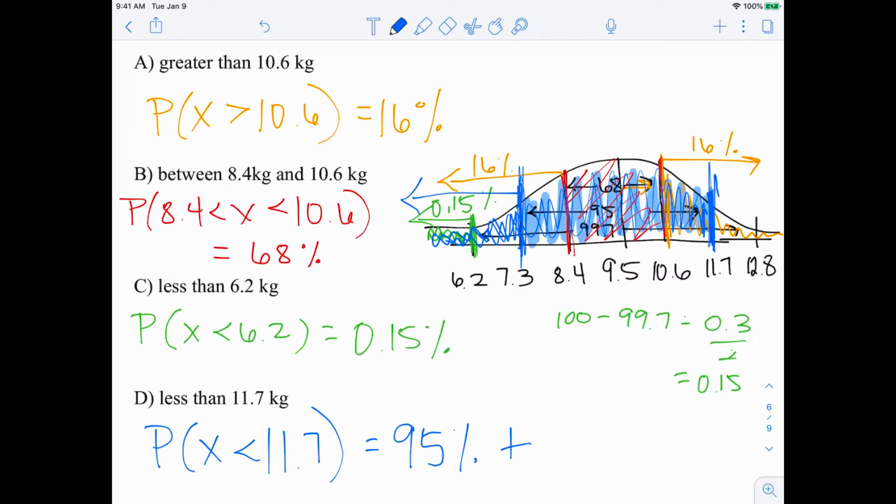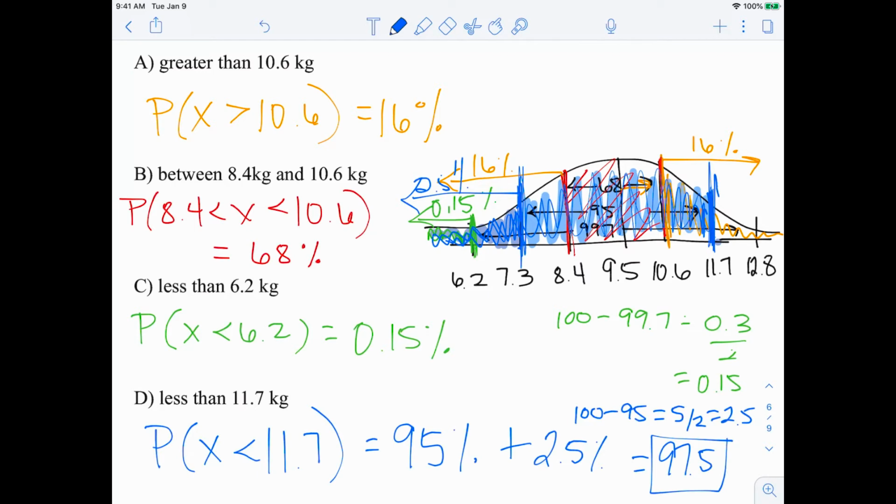Well, again, because that's a 95% cutoff, if I do 100 minus 95, I'm left with 5. If I cut that in half, I get 2.5. So this would be 2.5%. So then I know that all of this area is 2.5%. So 95 plus 2.5 would be 97.5%. And that would be my final answer for part D. So D is a little tricky because we have to add that whole 95% and then add on that last little bit as well.